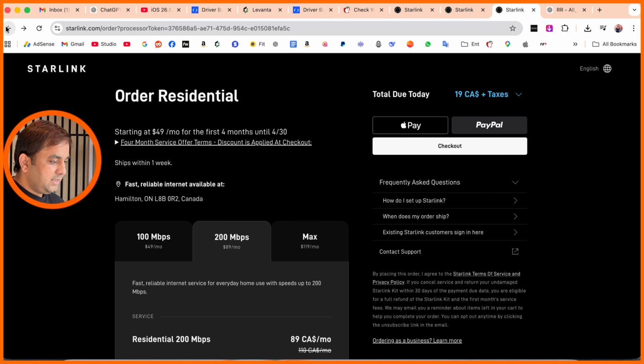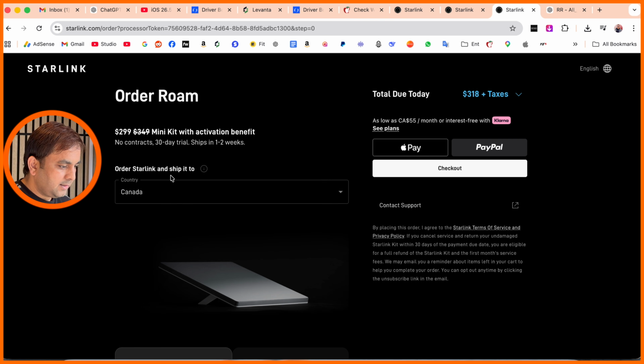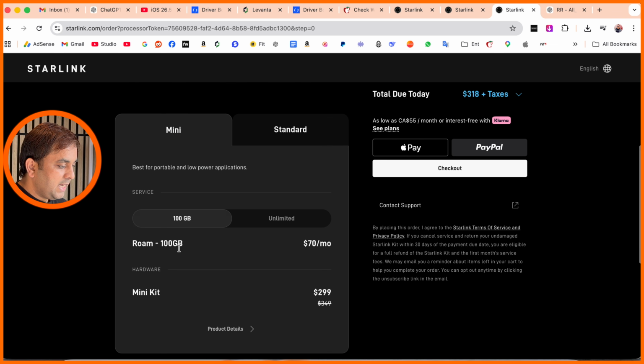And now we can see the Roam services. In Roam, get started, and in Canada the Roam kit is also chargeable, but expensive compared to the other three locations: $299, around $300 for the mini kit. And the internet prices are 100 GB for $70 and unlimited for $189. So this is a simple video comparing the prices of Starlink internet services, plans as well as kits, in the European market, US and Canada.